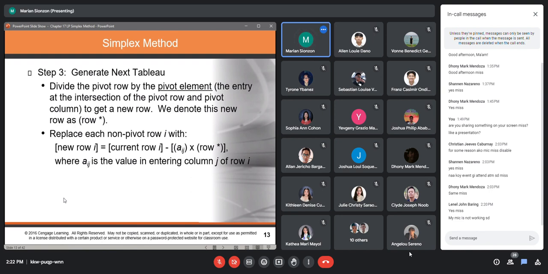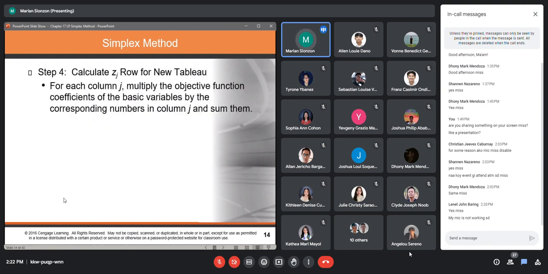Christian, what does 2 stand for? 2 stands for the row number, row 2, and 3 stands for column 3. Yes, that is its location. Okay. Next, for each column J, multiply the objective function coefficients of the basic variables by the corresponding numbers in column J and sum them up.